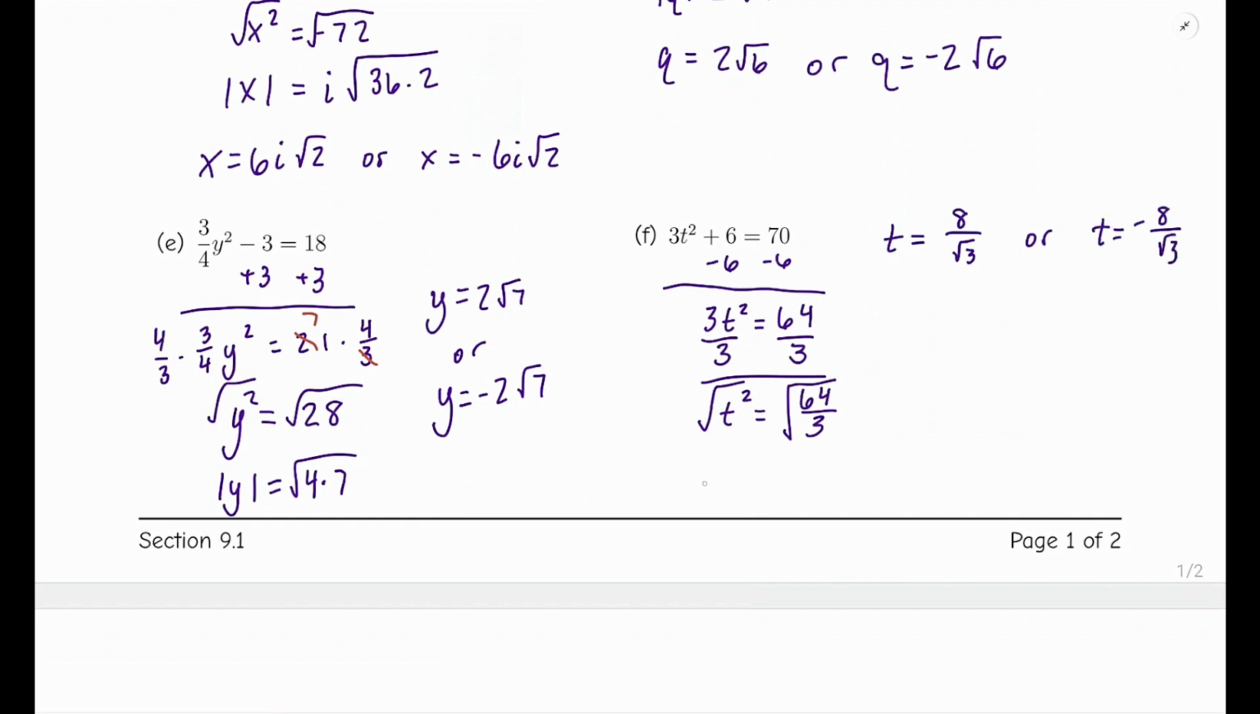Sorry, I skipped a step. You would get absolute value of t equals 8 over square root of 3 first. But now you should always rationalize your denominators. So we'd multiply by square root of 3 over square root of 3, and multiply by square root of 3 over square root of 3. So we get t is equal to 8 square root of 3 over 3, or t is equal to negative 8 square root of 3 over 3.